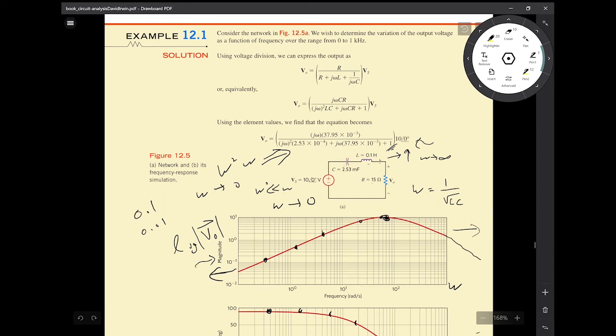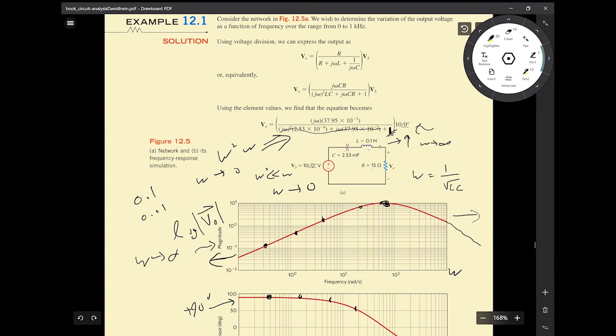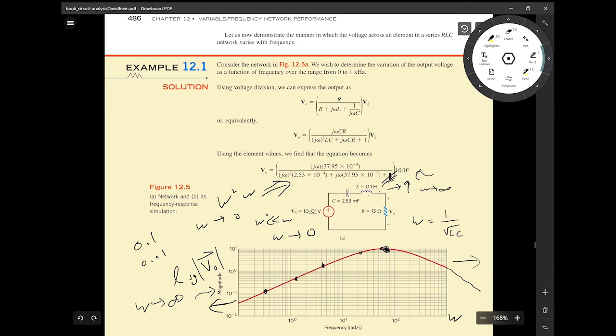Either way, as omega approaches zero, those terms are much smaller than one anyway. So I have 1 here, and I have j omega in the numerator, so j is an angle of 90. So that means we start at an angle of plus 90. Okay, no need to go that complicated. What happens as omega approaches infinity? As omega approaches infinity, the 1 becomes small, and we can ignore it.